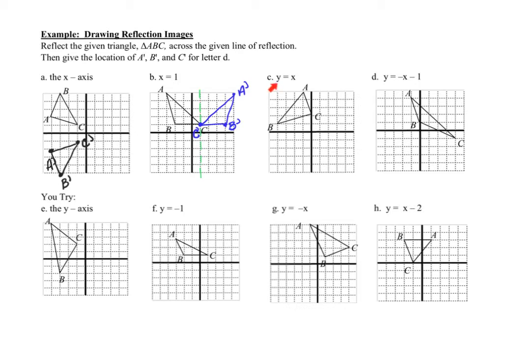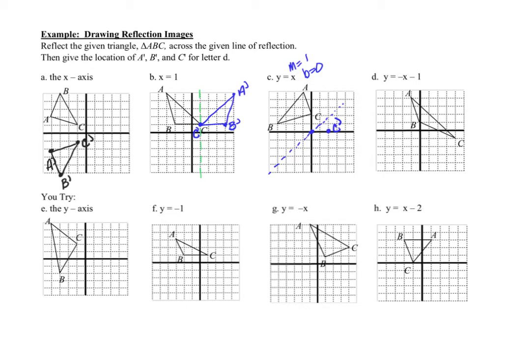In letter C, you're reflecting across y equals x. So remember, y equals x is the line that has a slope of 1 and a y-intercept of 0. So it's the diagonal line. And now we're going to count how far away A, B, and C are from the diagonal line. If you look at C, C is 1 diagonal away. So we're going to go 1 diagonal away to get C prime.